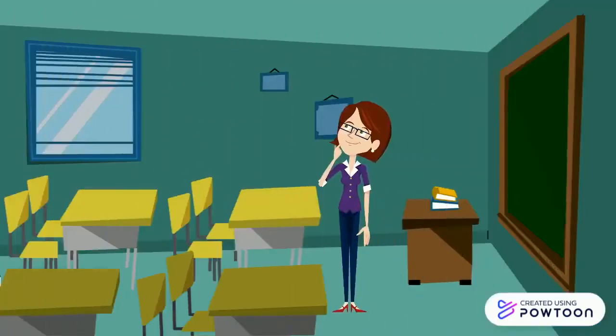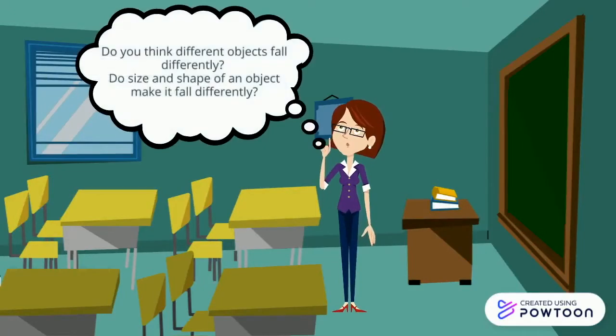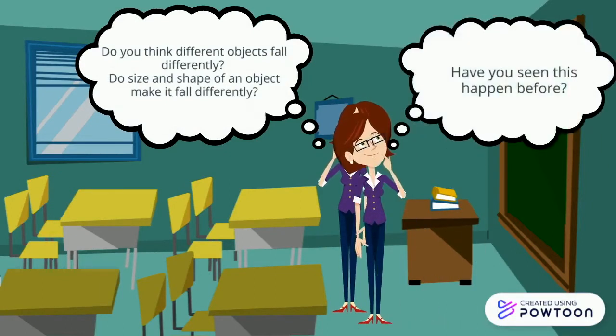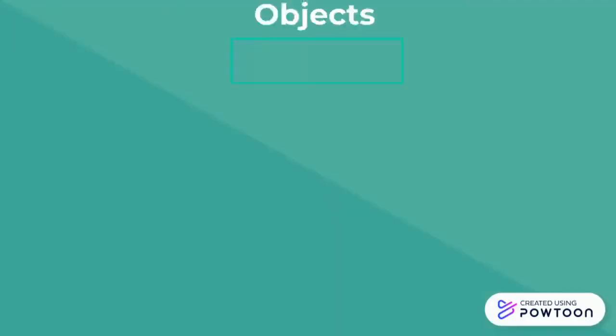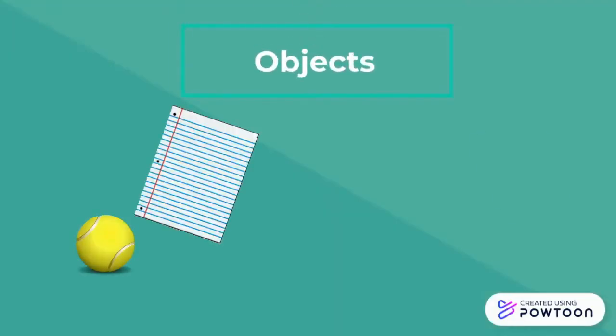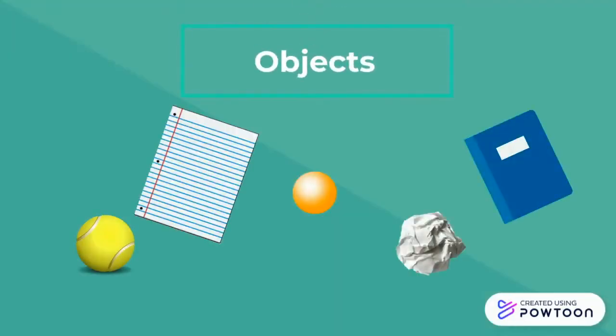Do you think different objects fall differently? Do size and shape of an object make it fall differently? Have you seen this happen before? Today we are going to investigate the way different objects fall and see if the object's size and shape affect it when it falls. As you can see on the screen, we are going to be looking at a range of different objects that vary in size and shape.